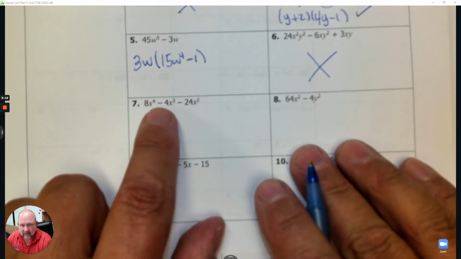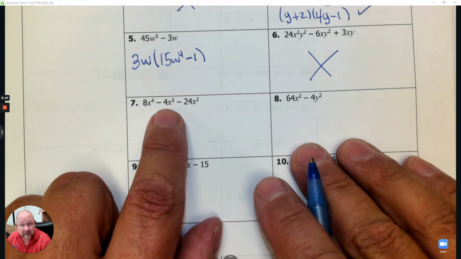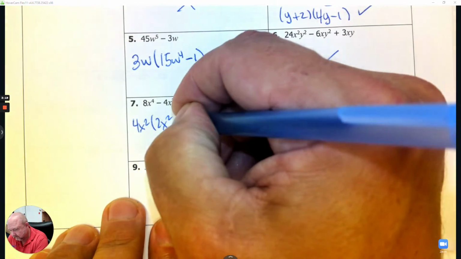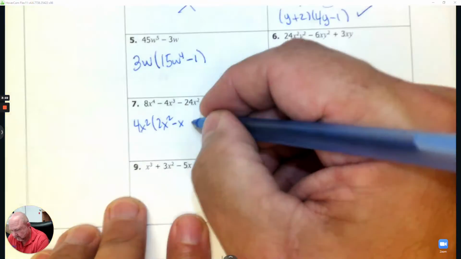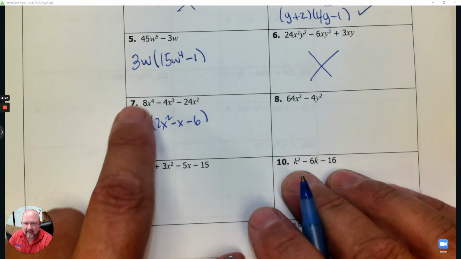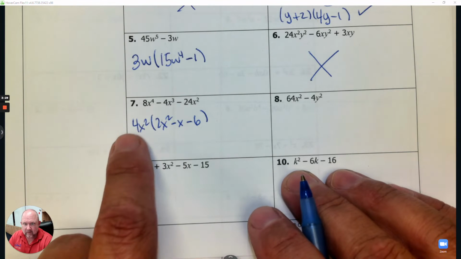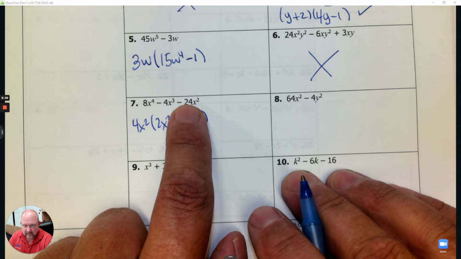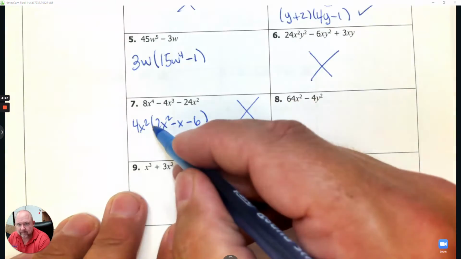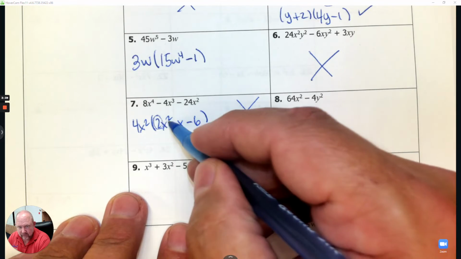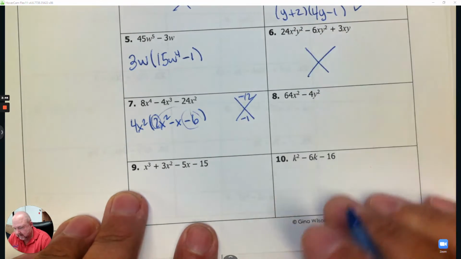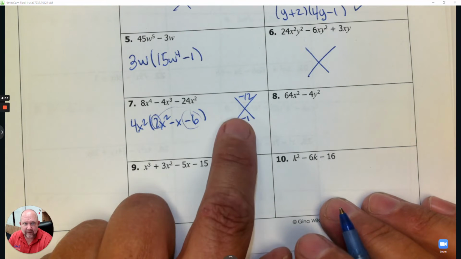All right, can you see the greatest common factor here? So I'm going to factor out a 4 and an x squared. And then I'm going to divide. So when I divide, 8 divided by 4, negative 4 divided by 4, negative 24 divided by 4, that's what I'm left with. This is not a simple trinomial. The first leading number here is 2. So 2 times negative 6 is negative 12. And the number you don't see with x in the middle is negative 1.